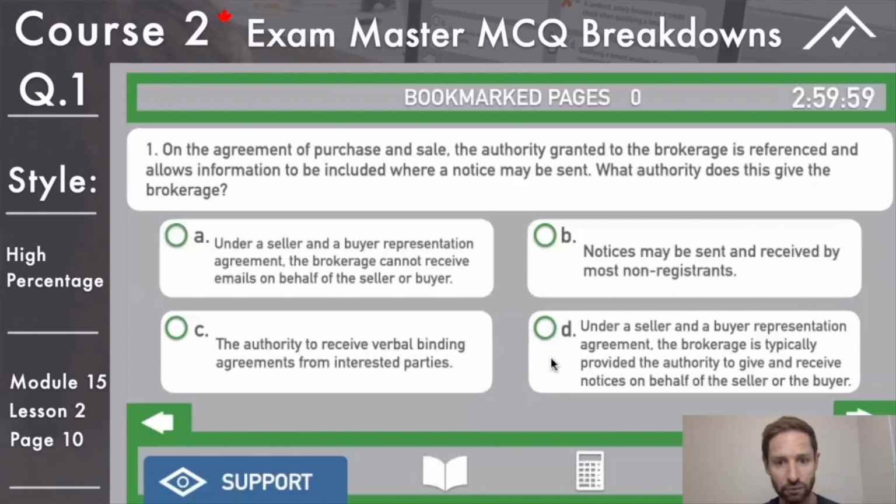And when you get to D and you've process-of-eliminated your way to D and you think it's still it, I still read it though. Still read the possible answer just in case, because you might see something here that makes you go back because you missed something on a previous question. So always read it, even though we've kind of eliminated it. D, under a seller and buyer representation agreement, the brokerage is typically provided the authority to give and receive notices on behalf of the seller or buyer. This is accurate. A notice is something like an email. The vast majority of the time you receive a notice, it will be via email, and non-registrants cannot receive that. It would be deemed trading in real estate.